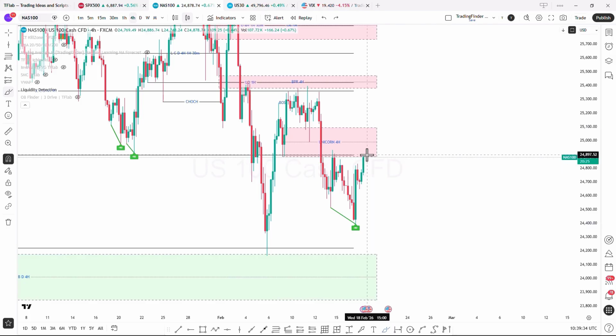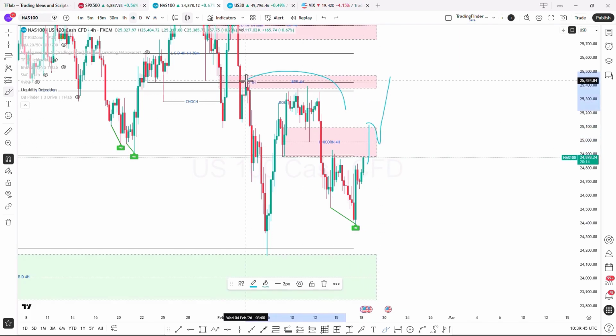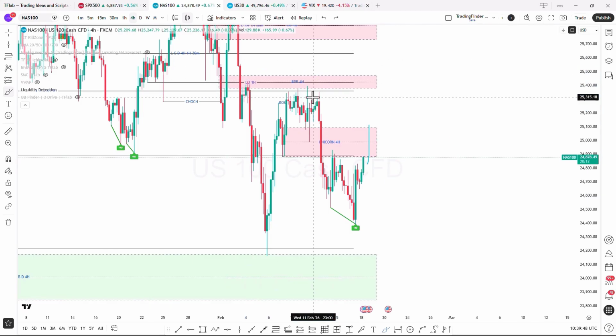Or if momentum in the market increases and we see the formation of impulsive and full body candles, it would indicate the continuation of the trend. There is profit in the market, and liquidity can attract the price towards itself and target higher levels.